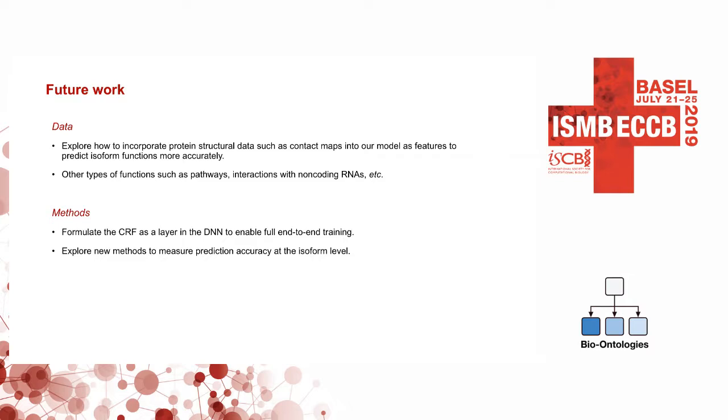To summarize, we have developed very effective deep learning-based methods for predicting isoform functions from the gene functions and isoform sequences and expression profiles. And there is some room for improvement in the future. First, in this work, we have used the contact maps to represent structures to validate our predicted functions. But in the future, maybe we could incorporate contact maps in our model as the input feature to more accurately predict isoform functions. In addition, we can apply our methods to predict other types of functions, such as pathways or interaction with non-coding RNAs.